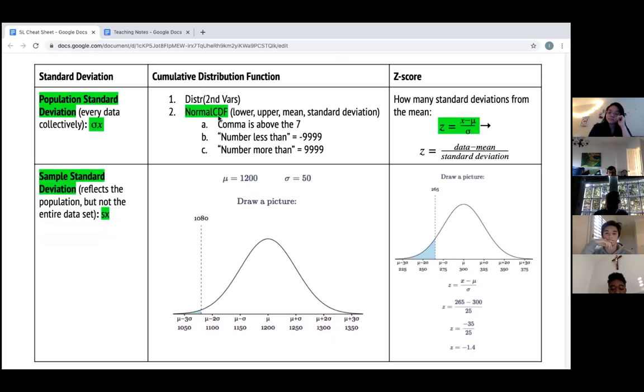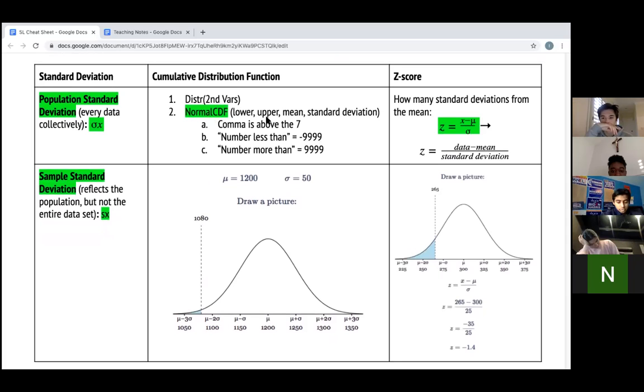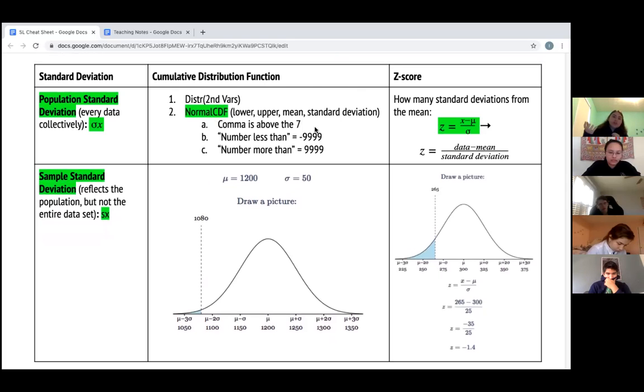But let's say that for a normal CDF problem, they just gave you 3 trials. That's not a range, so you would use normal PDF in that case, and there would be no lower or upper. It would just be the number of trials, which is 3, and then you'd put the mean, which in this example down here is 12,000, and then you'd put the standard deviation, which is 50.